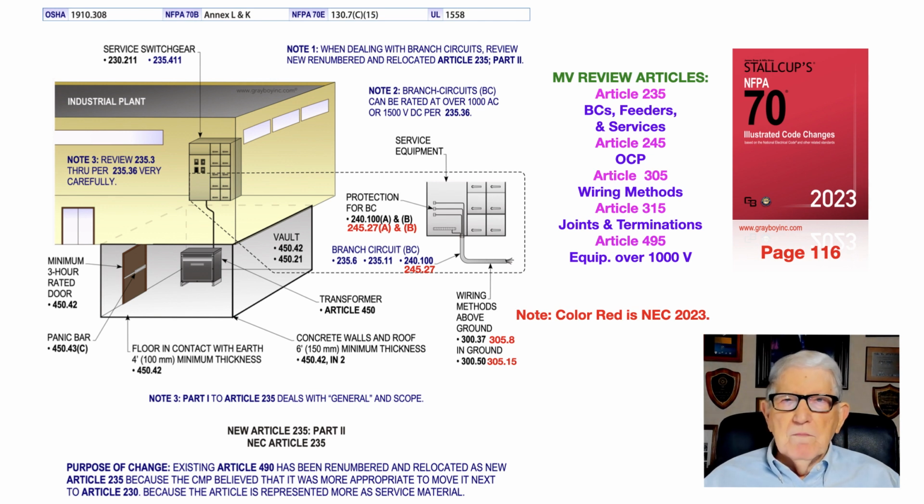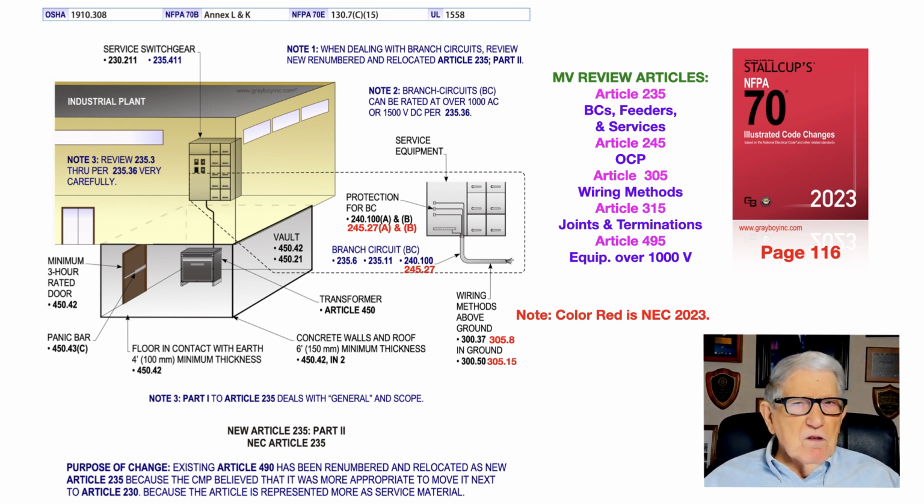We have a new Article 245 that used to be the existing Article 240, which has been renumbered as overcurrent protection, and it has new sections in it with new requirements as well as the old existing requirements of the 2020 NEC. Article 305 is the existing Article 311. It deals with wiring methods, where we'd have tables for sizing conductors and conduit and cable, so forth, above ground and in the ground.